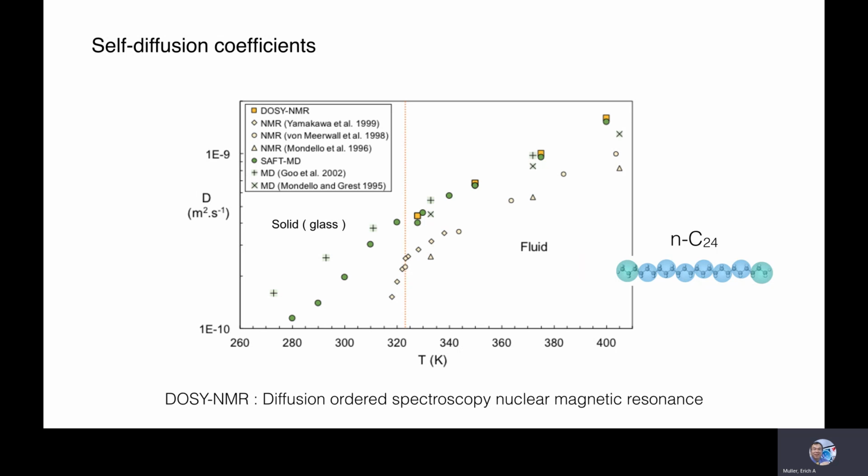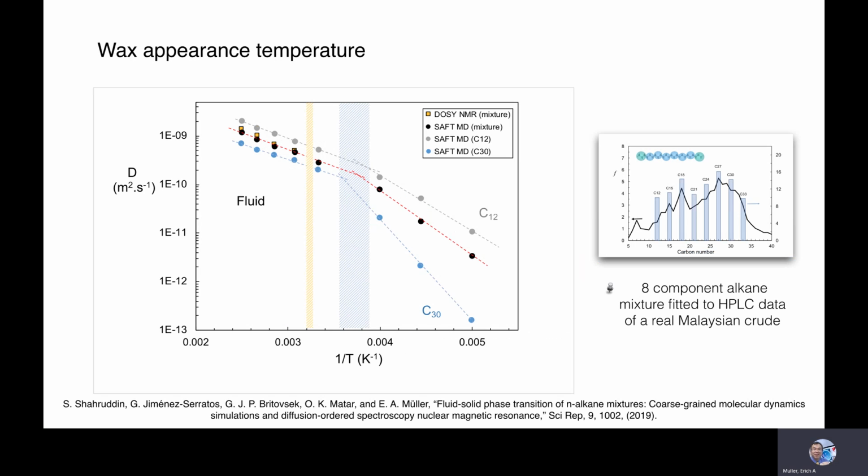It is compared against, in the orange dots, DOSY NMR results, which are actually experimental data. The symbols in green correspond to the different simulation results, ones with fully atomistic models, and in green we have the SAFT models. And you can see a very nice agreement between the DOSY NMR data and our results. You can take this even further and look at mixtures of these models.